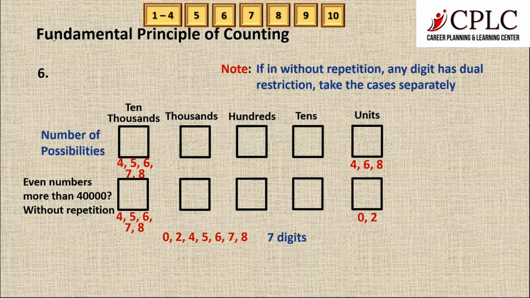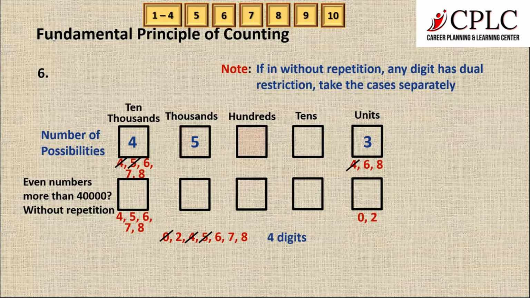Now, we will solve it according to the concept. So, at units place, only three digits can come. Also, one digit would be fixed now because repetition is not allowed. So, 4 is gone. At 10,000's place, only four digits can come. So, 5 is gone. Now, out of the seven digits, two digits are already eliminated. So, at thousands place, five digits can come.